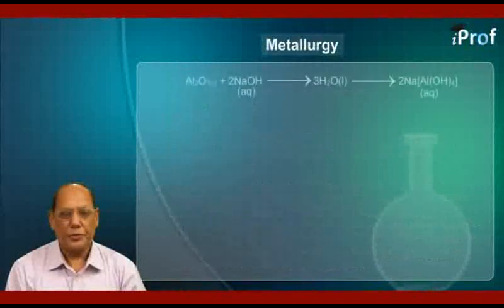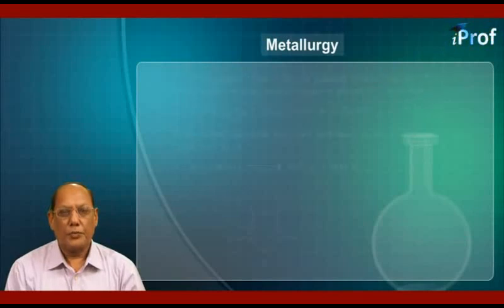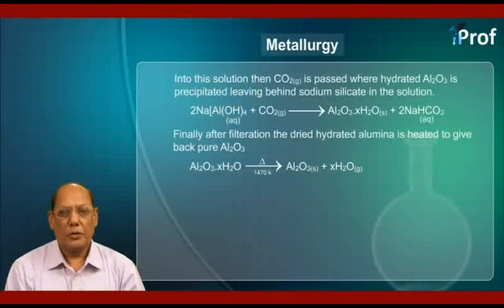So we have the reactions: Al2O3 (solid) + 2NaOH (aqueous) + 3H2O (liquid) gives 2Na[Al(OH)4] (aqueous). This is a soluble compound, a soluble complex. Into this solution then CO2 gas is passed, where hydrated Al2O3 is precipitated, leaving behind sodium silicate in the solution.